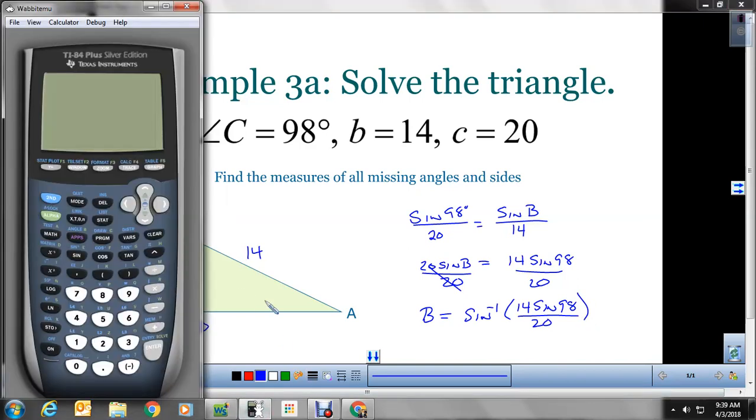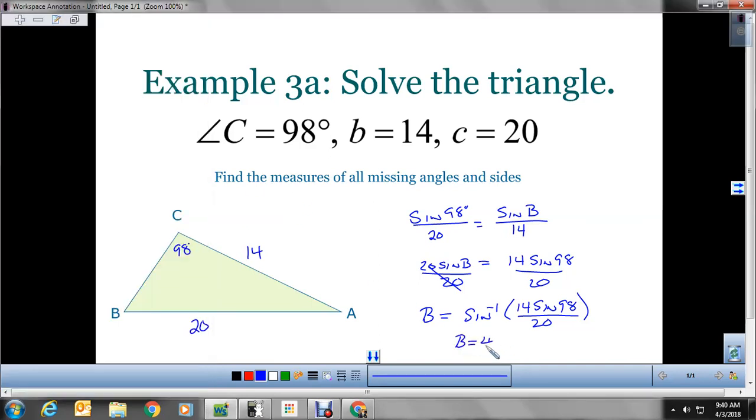So we get our calculator out, and we will plug in inverse sine, so second sine. Then I'm going to have 14 sine 98, close that parentheses, divided by 20, and then close the parentheses overall. That gives us a measure of 43.88. So let's round to the nearest whole number here. This is going to be approximately 44 degrees. Now, always make sure that you read the directions that tell you what you're supposed to round to. In this case, we're going to round to 44 degrees. So angle B is equal to 44.